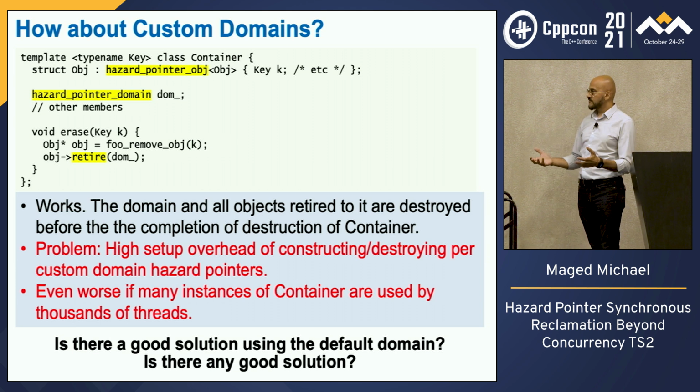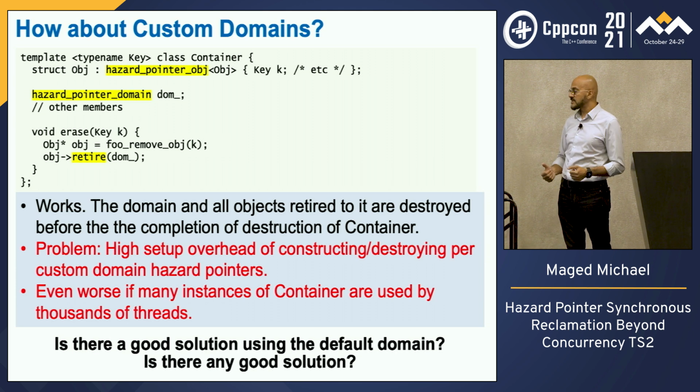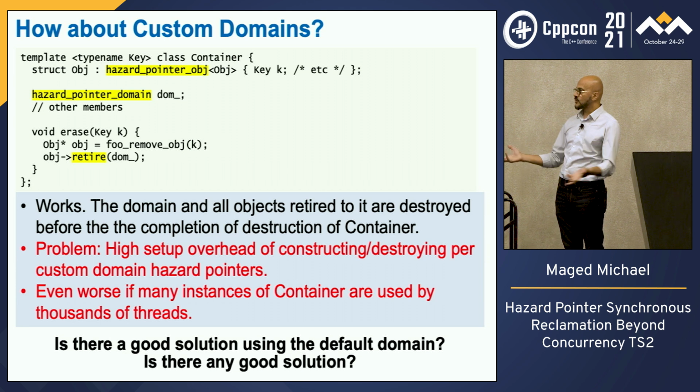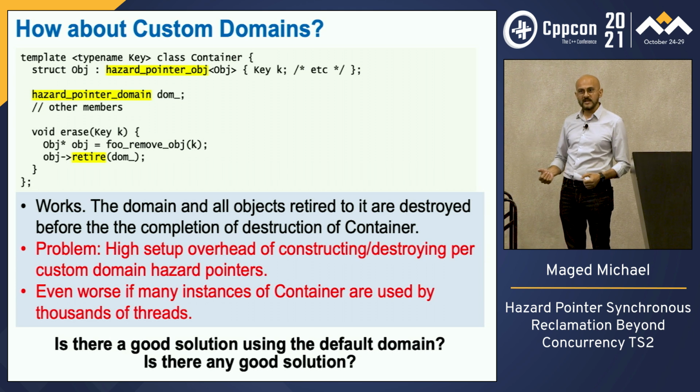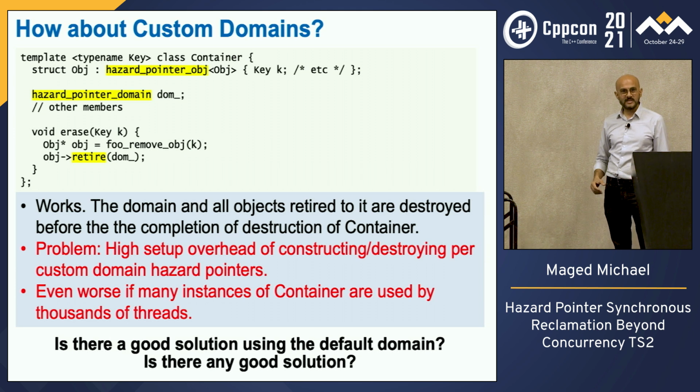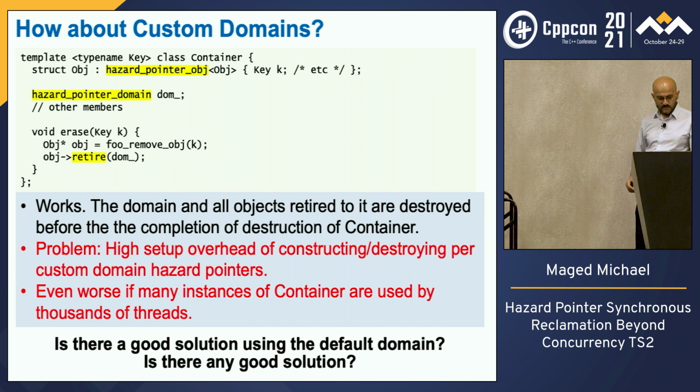But what if we have a large number of instances of this container? Like, for example, Folly concurrent hash map. There's all kinds of uses of that. And then some of these containers can be used by thousands of threads. And now we have the overhead of constructing all these new hazard pointers and then destroying them all at the end of the lifetime of the domain. So it's not a good general solution. It's not robust. So the question: are there any good solutions for the default domain, or even any good solutions?